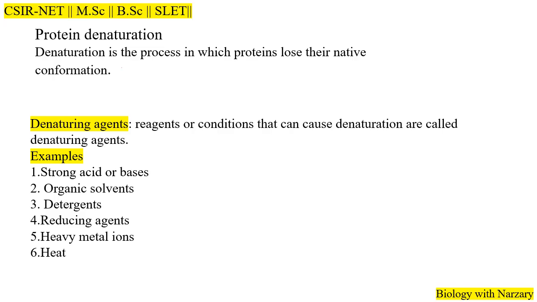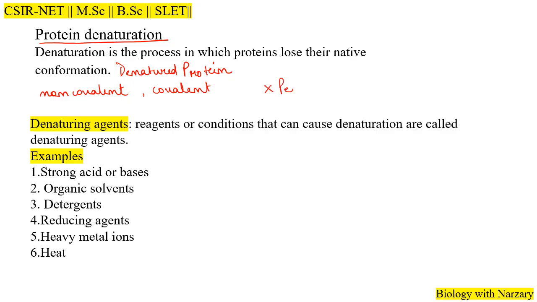Now when a protein loses its native conformation, it becomes a denatured protein, and the process by which the protein loses its native conformation is known as protein denaturation. It includes the breaking of non-covalent bonds like electrostatic interaction, hydrogen bond, and hydrophobic interaction, as well as covalent bonds like disulfide bonds. But this does not include the breaking of the peptide bond of the protein structure.